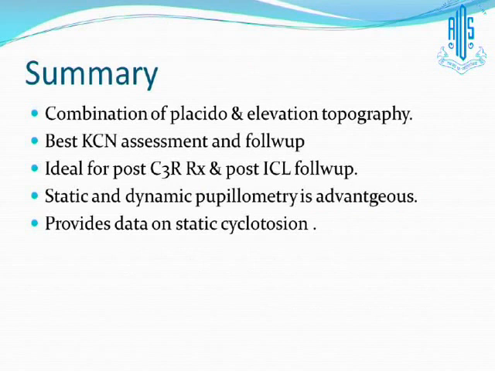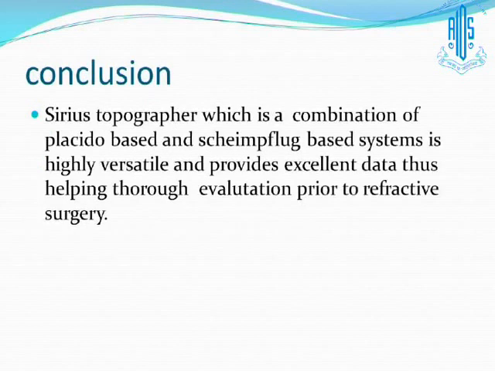So to summarize, it's a combination of a placido and elevation topography which gives a lot of information, and it's best for keratoconus assessment and follow-up. It's ideal for post-LASIK ectasia assessment as well as follow-up, as well as post-ICL follow-up. Static and dynamic pupillometry is advantageous. It provides data on static cyclotorsion for treatment. So in conclusion, I will say the Cirrus topographer, which is a combination of a placido-based and a Scheimpflug-based system, is highly versatile and provides excellent data, thus helping thorough evaluation prior to refractive surgery.